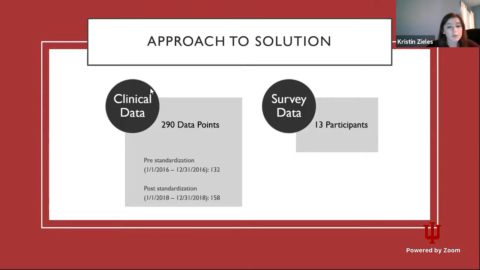The clinical data was gathered over 2 time frames. The first was the pre-standardization period from January 1, 2016 to 12/31/2016. There were 132 data points for that year. The post-standardization period is the calendar year 2018, and that had 158 data points. The 2017 year was used as a transition period to implement the standardization protocol. And then for the survey data, it was sent to 20 participants and we got 13 responders.